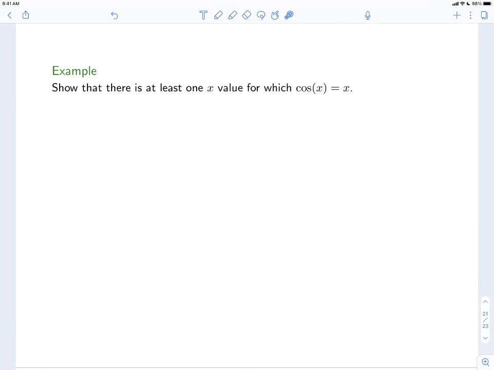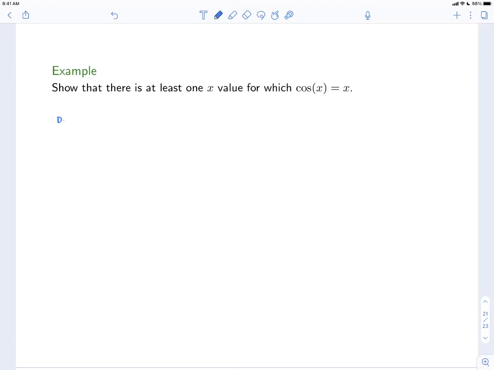Let's look at one more example. Let's show that there is at least one x value for which cosine of x is equal to x. We won't be able to find it necessarily, but we can show that there is such a value. How's this going to work? Well, we're going to start by defining a function.